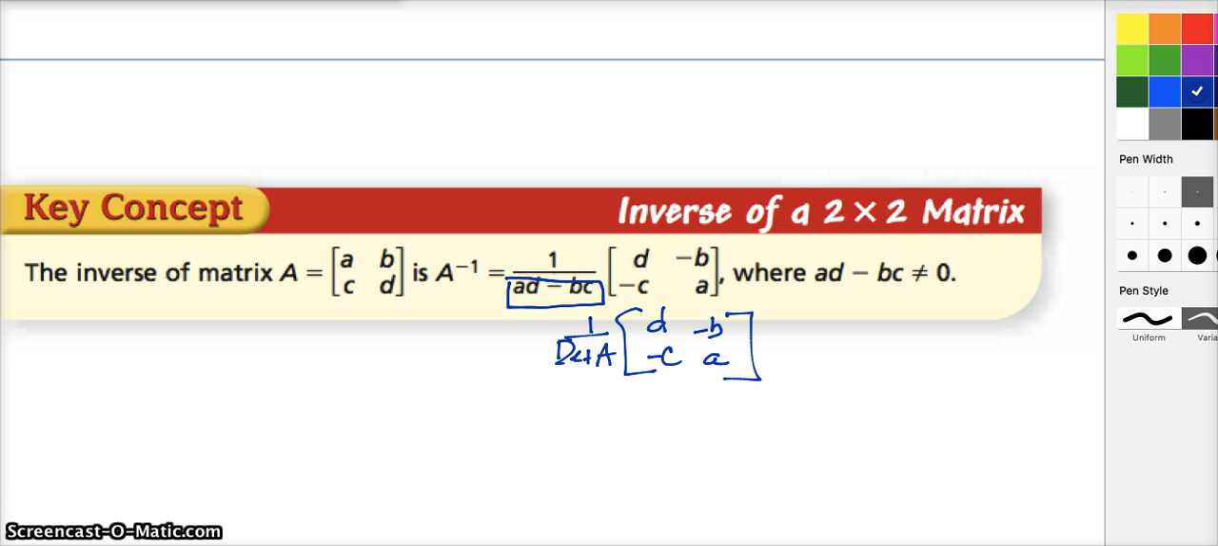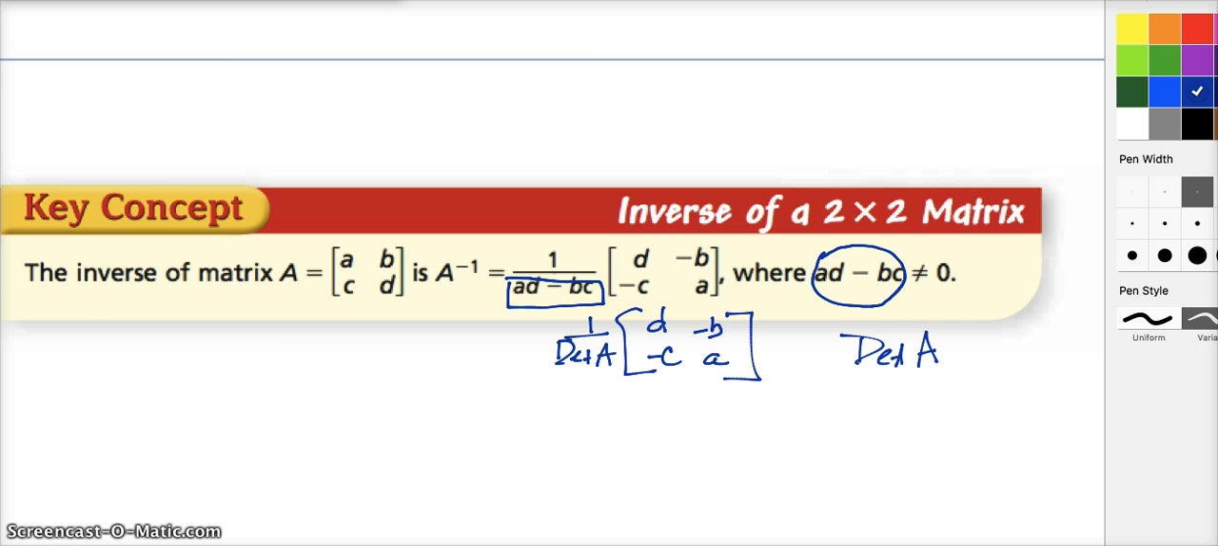Obviously the determinant can't be 0 because we don't divide by 0. I'm just pointing out that this is really just the determinant of A, so that's one thing you don't have to memorize because you already know how to find the determinant. And then this part: it's D, negative B, negative C, A. What I look at is that A and D are switched, and we just change the signs on C and B. We'll get to that as we look at some examples.